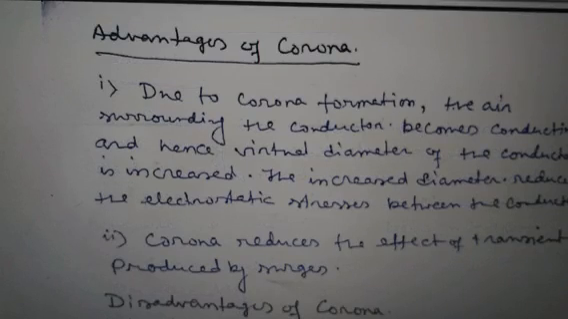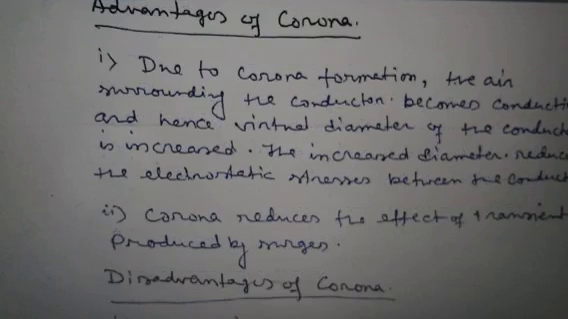Now the advantages of corona. Corona has many advantages and disadvantages. The advantages are: due to the corona formation, the air surrounding the conductors becomes conducting, and hence the virtual diameter of the conductor is increased. The increased diameter reduces the electrostatic stress between the conductors. Next advantage is that corona reduces the effect of transients produced in the surge.